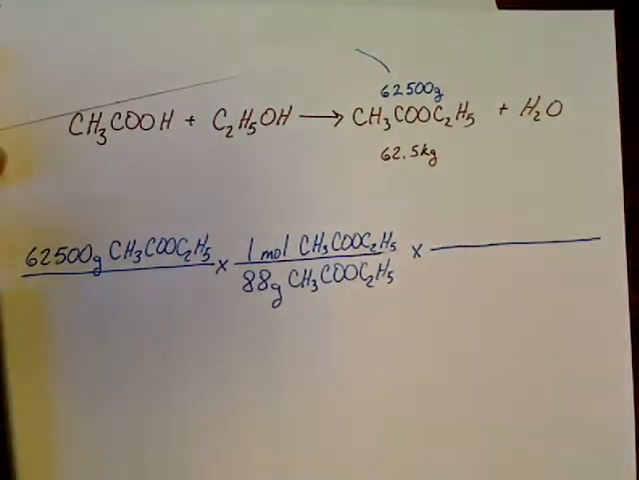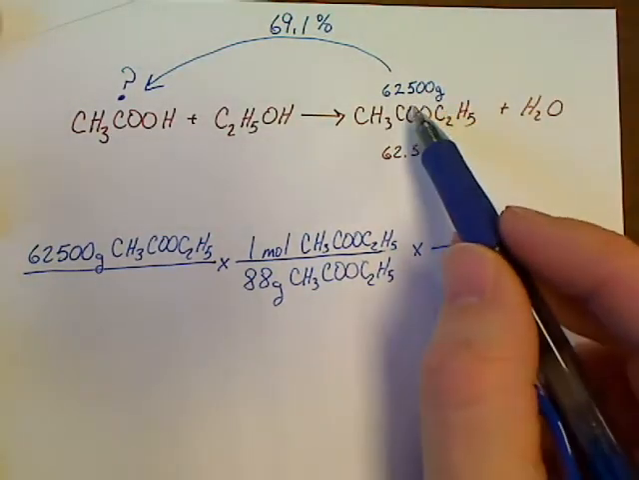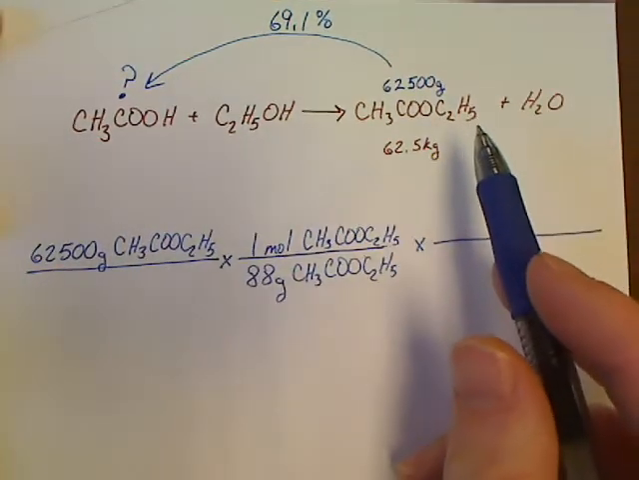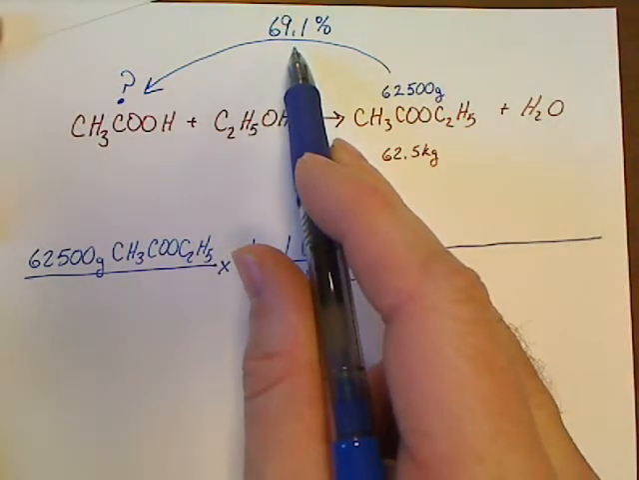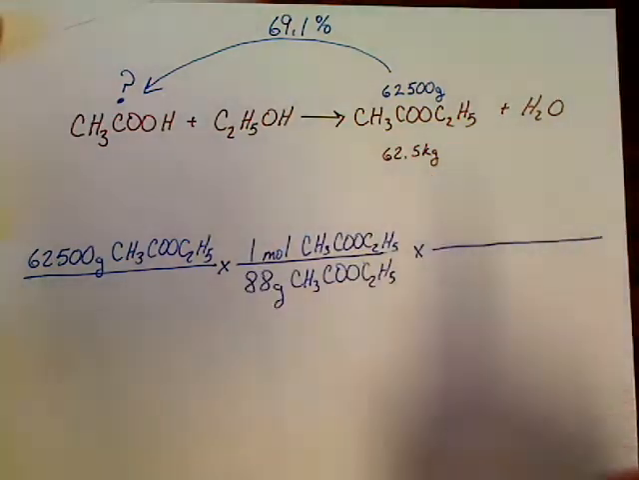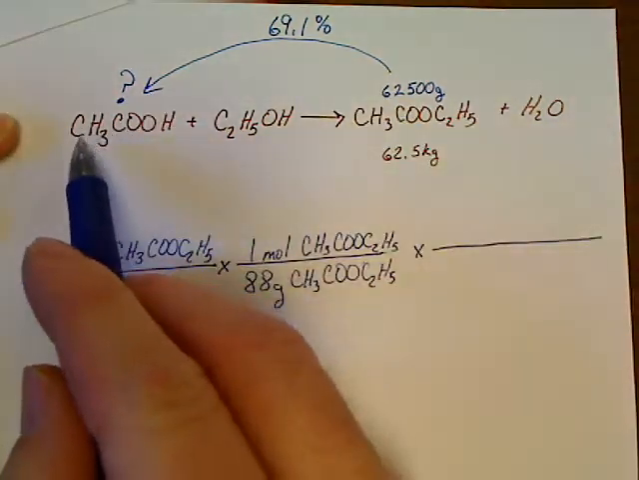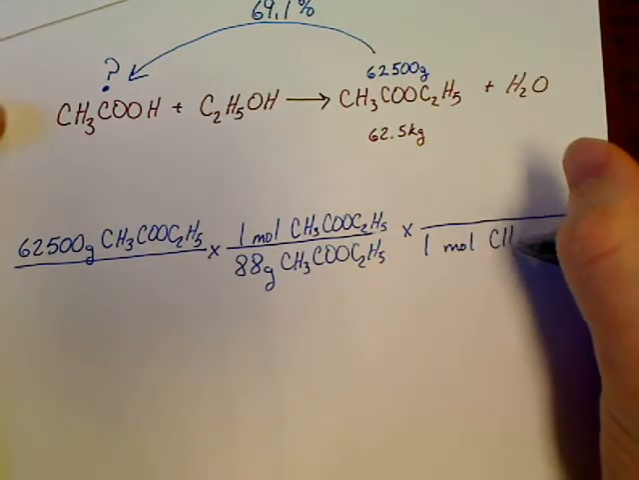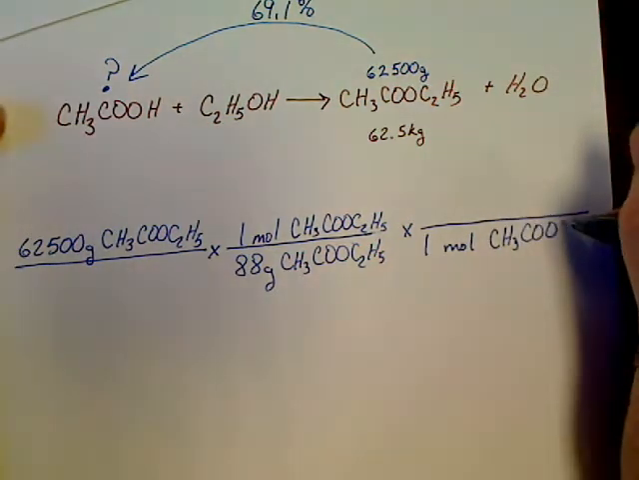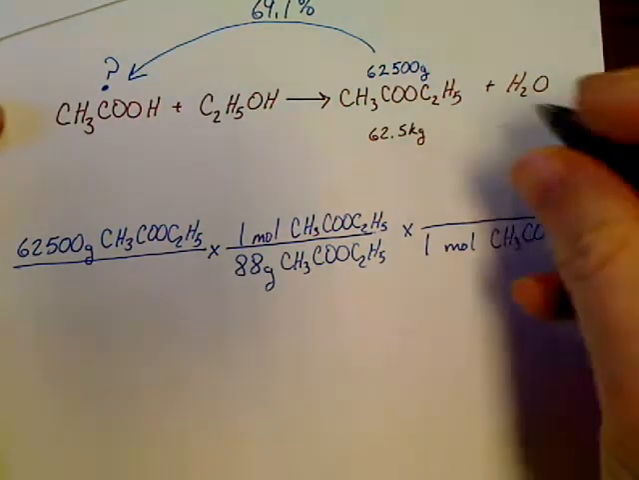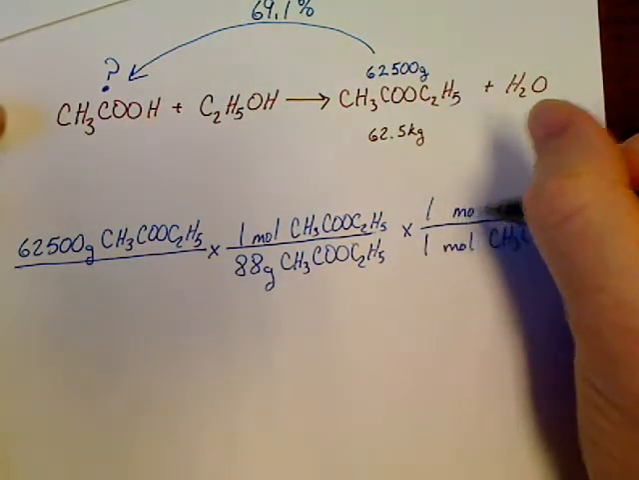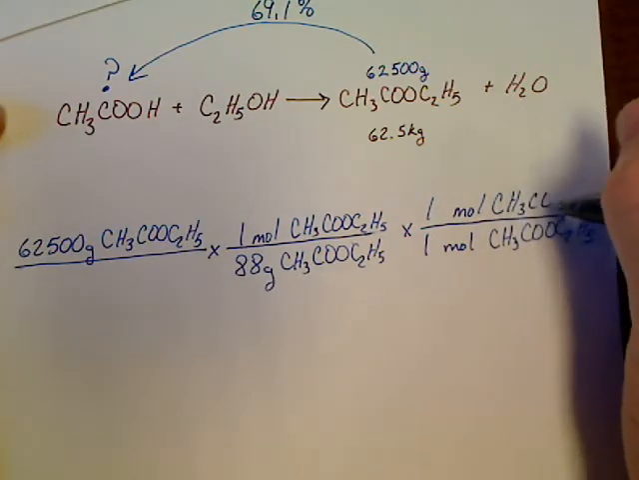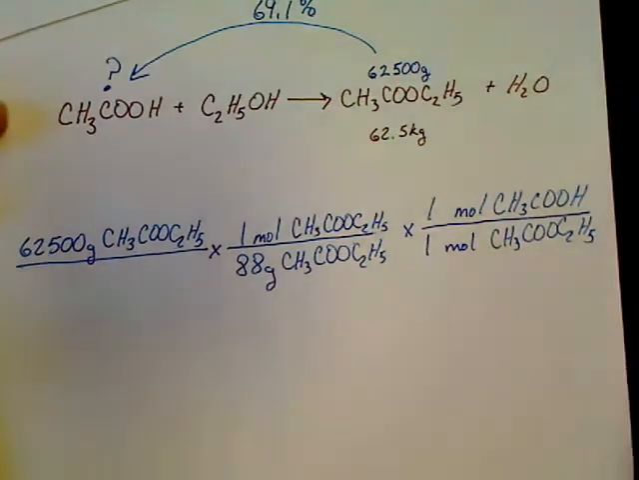Draw another long line. So we're ready to jump. I mean, other than the weird numbers and the weird equations, this is nothing different. The only new part in this problem is what are we going to do to 69.1 up here? Next step, it's 1 mole to 1 mole. So for every 1 mole of CH3COOC2H5, we will need 1 mole of this reactant, CH3COOH. And we're not done.